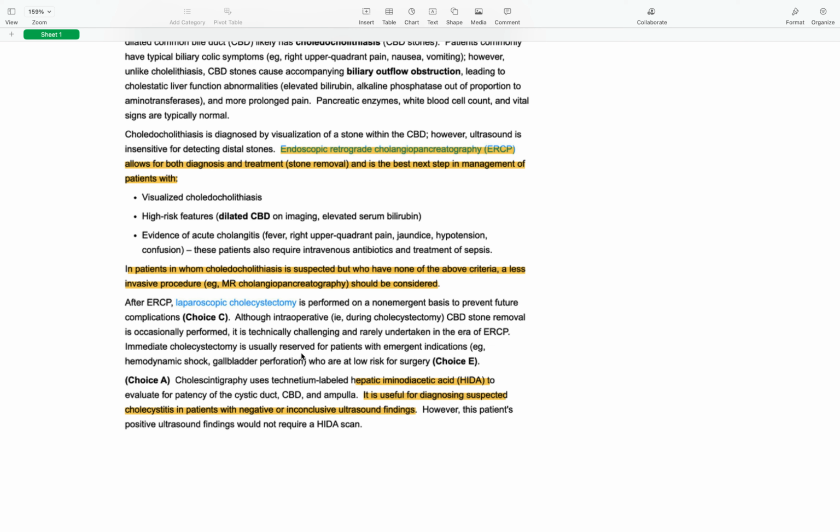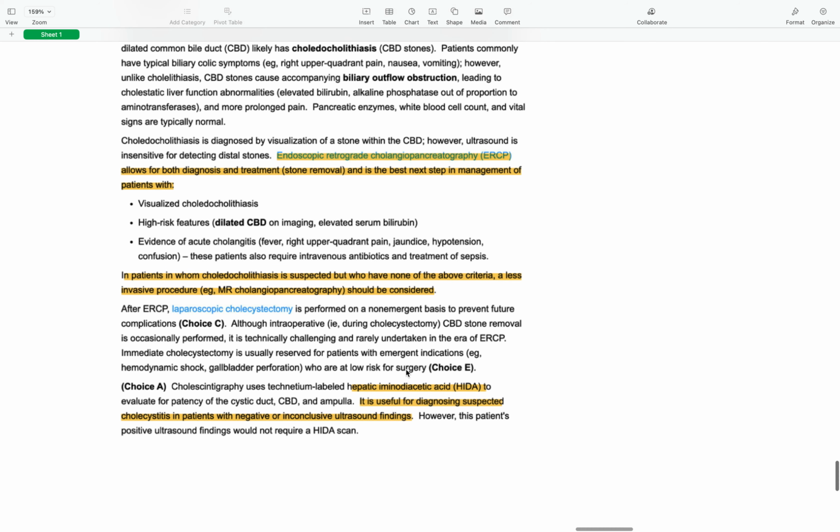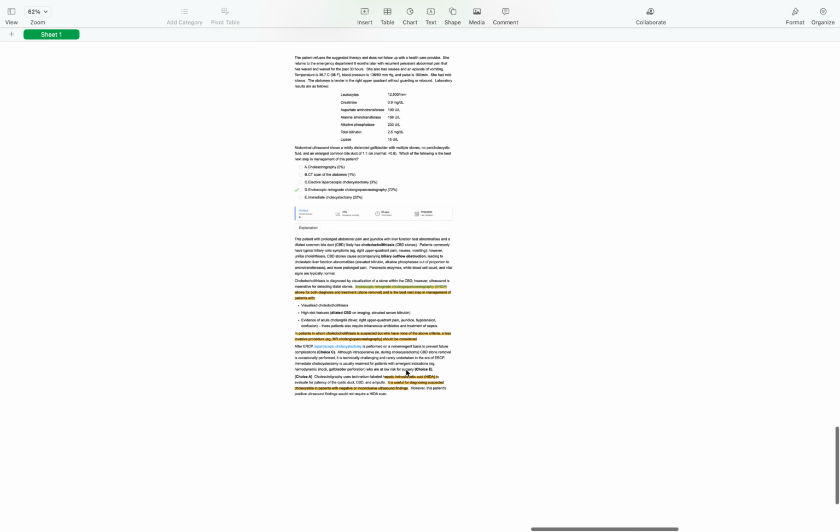Immediate cholecystectomy is usually reserved for patients with emergent indications, for example, shock, perforation, or who are at low risk of surgery. Okay, so this is all about choledocolithiasis.